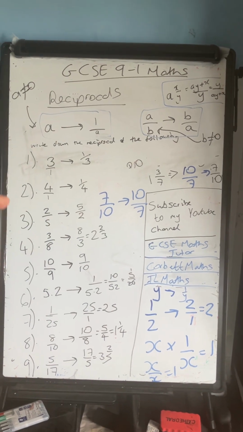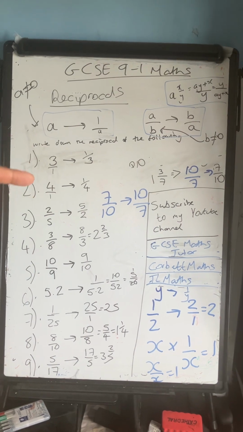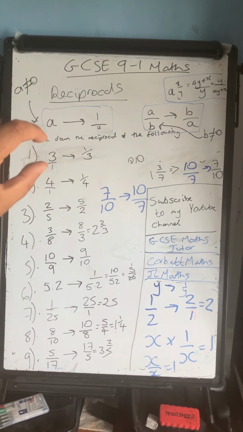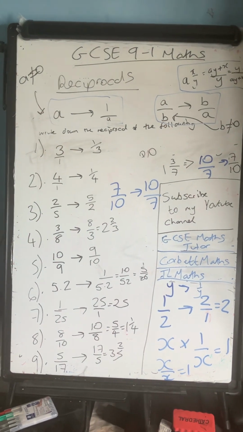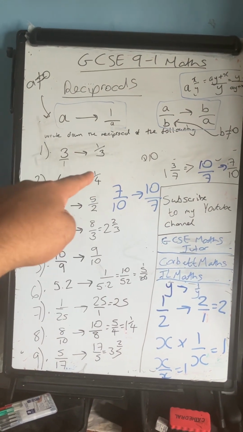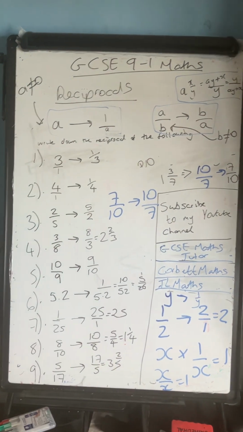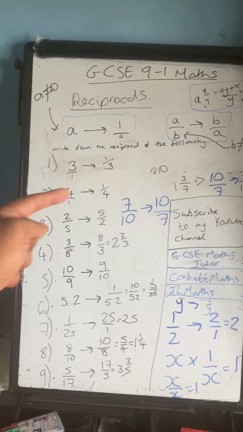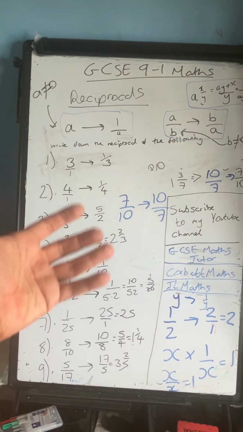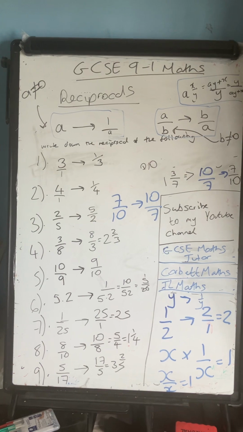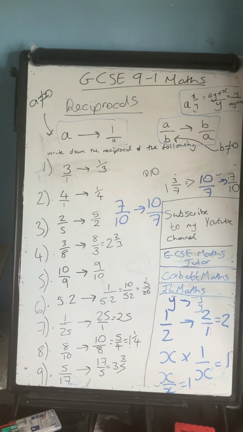For question number 1, I've got the number 3. So 3 can be written as 3 over 1. To find the reciprocal, I just turn the fraction upside down, so it would become 1/3. The 3 goes to the bottom and the 1 goes to the top. Now, I have put a 1 here. Initially the question did say, what's the reciprocal of 3? But remember that a whole number can be written as a whole number out of 1.